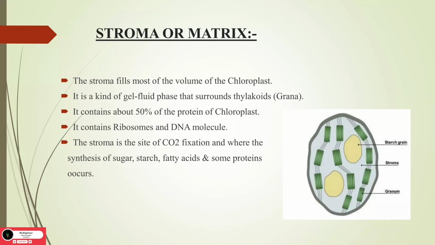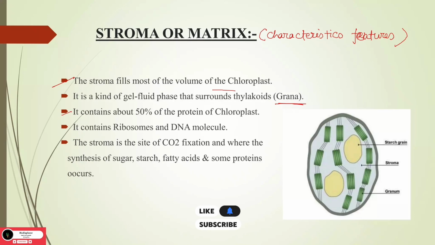The characteristics of the stroma matrix. Number one, the stroma fills most of the volume of the chloroplast. It is a gel-like fluid phase that surrounds the thylakoid. The unit of the thylakoid is called the grana. The stroma matrix contains about 50% of the protein of the chloroplast. It contains ribosomes and DNA. In the stroma, DNA is present, which is a coiled structure.